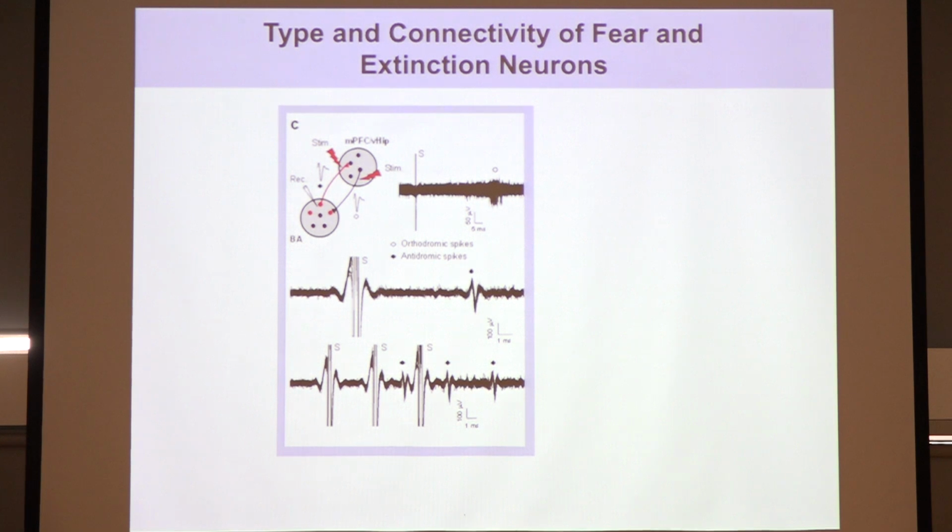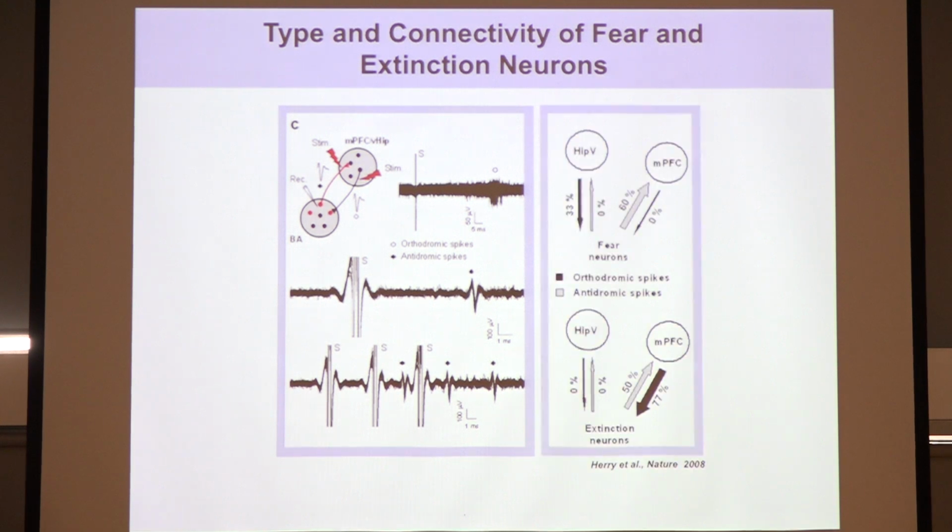So this is a way to evaluate whether or not a neuron projects to a different structure. Because we were in the basal amygdala, if you identify neurons that project to a remote structure, they are likely to be excitatory neurons.